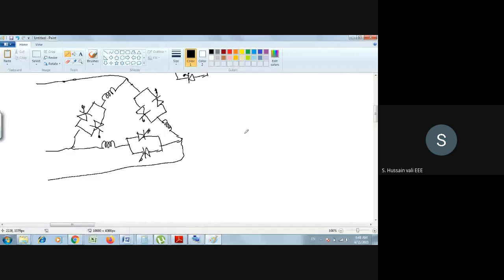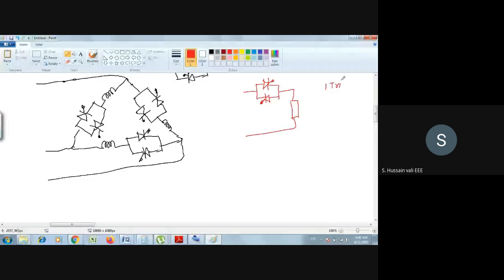So I hope I don't need to tell the operation of the AC voltage controller, because we have done this already in the power electronics course. I will just draw the waveform of a single phase AC voltage controller. Now, instead of having two anti-parallel thyristors, you can have one triac. One triac is also there.